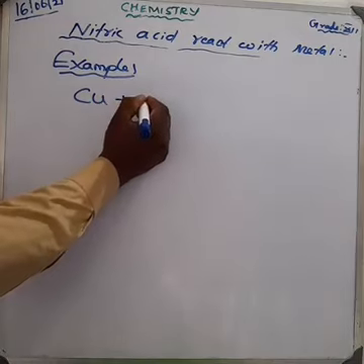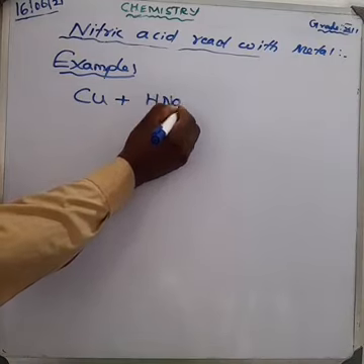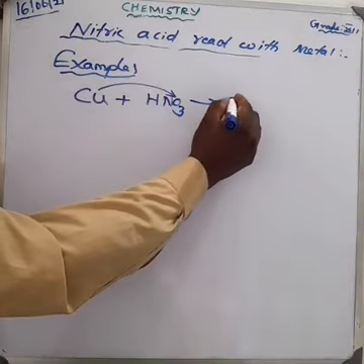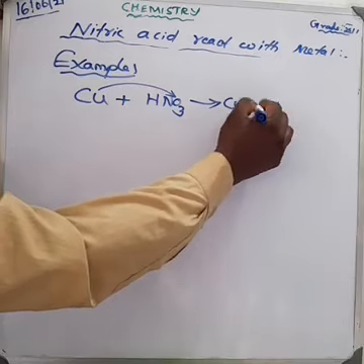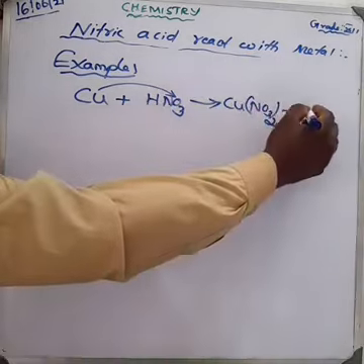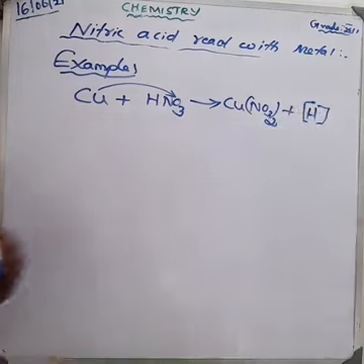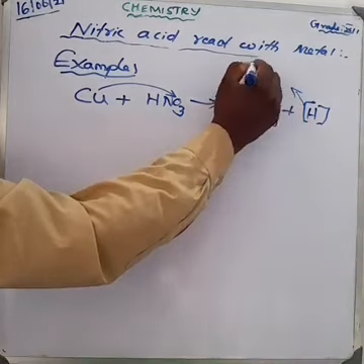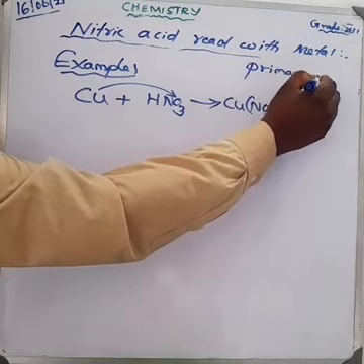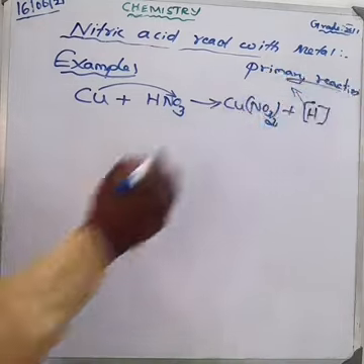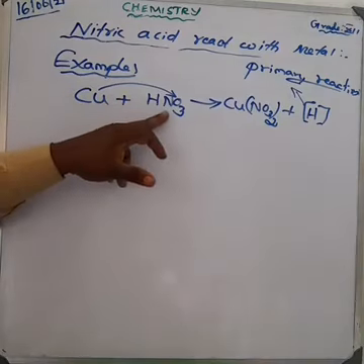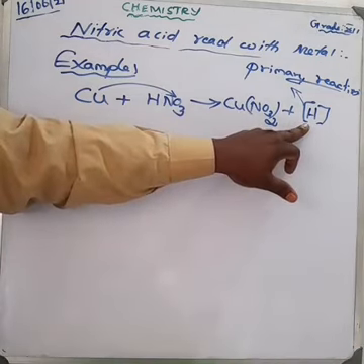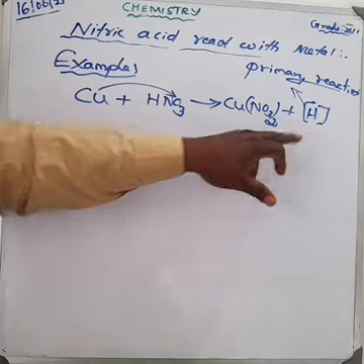Copper reacts with nitric acid, HNO3. We get copper nitrate. What is the formula of copper nitrate? Cu(NO3)2 plus nascent hydrogen. Which hydrogen? Nascent hydrogen. I told you that in the primary reaction, nascent hydrogen is released. This is the primary reaction. What is the primary reaction? Metal reacts with nitric acid, we get metal nitrate, and also nascent hydrogen.